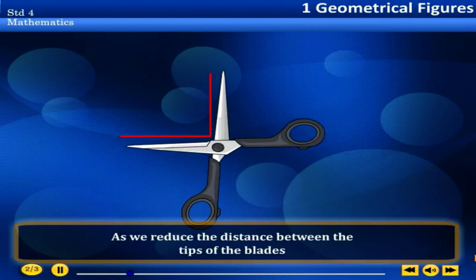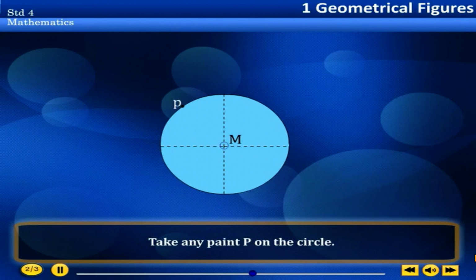Now fold the shape again so that we get a quarter part of the shape. Unfold the paper shape. Now you see the circular shape again. Trace the lines of the folds. The point at which these lines meet each other is the center of the circle. Name the center of the circle M. Take any point P on the circle. Draw the line MP with your ruler. MP is a radius of the circle.